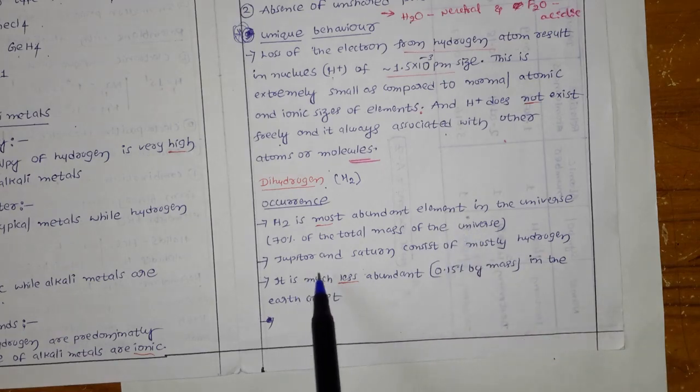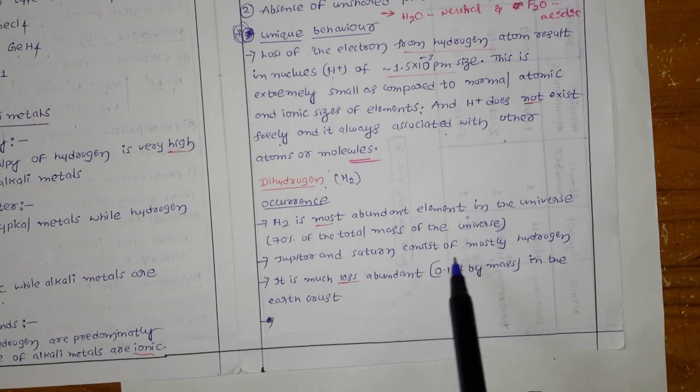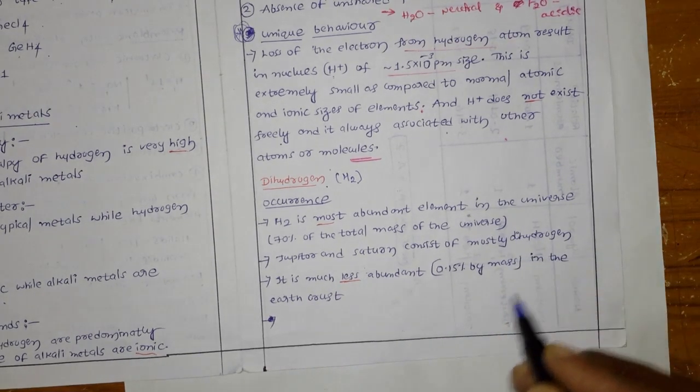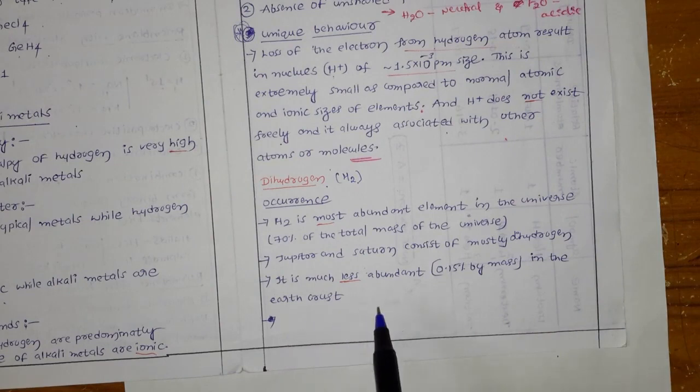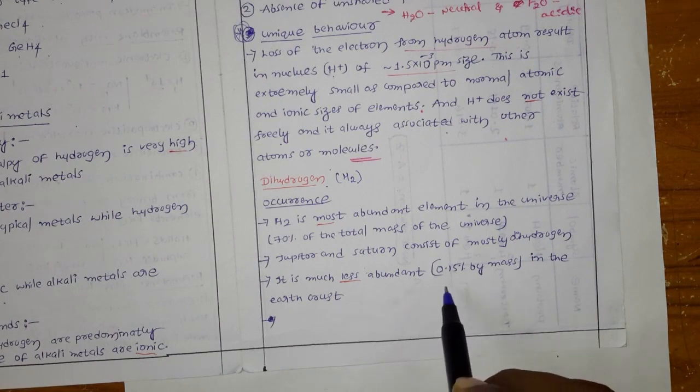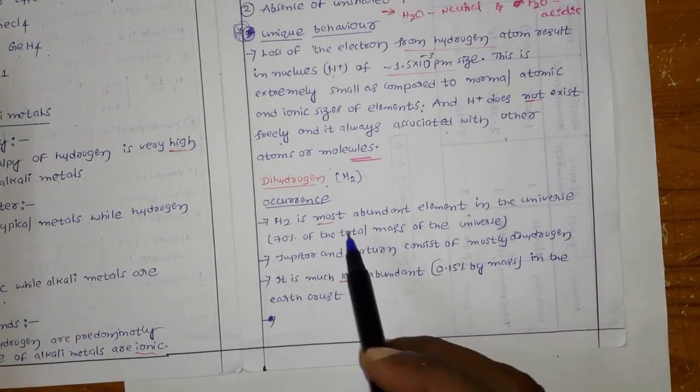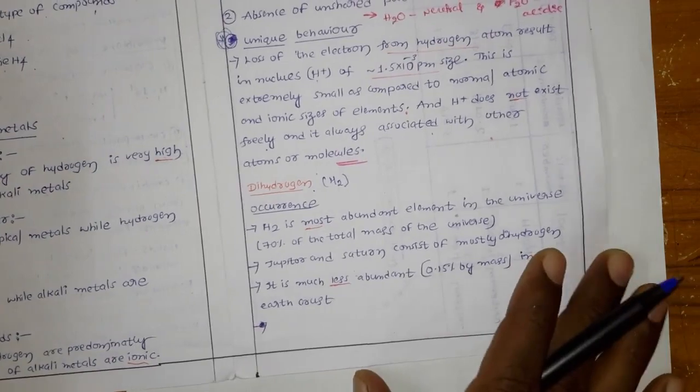Jupiter and Saturn consist of mostly dihydrogen. It is much less abundant in the earth's crust, where it has a lower abundance of around 0.15 percent by mass. That is all about the occurrence of dihydrogen.